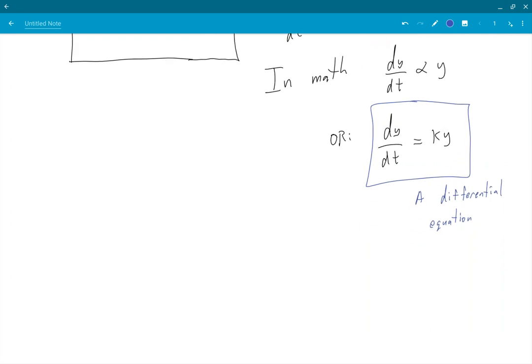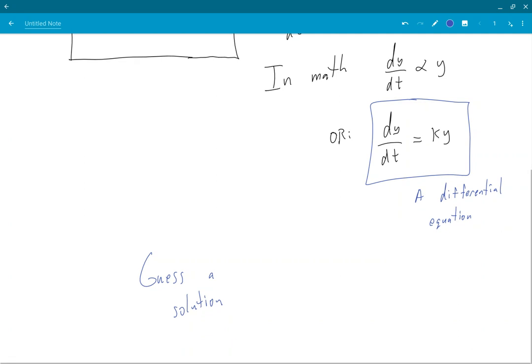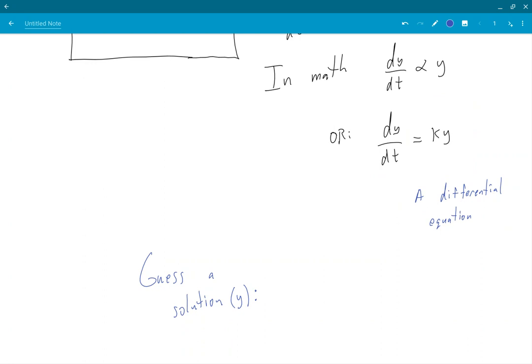Let's guess a solution. We're looking for a y. The solution is the function y. We're given some information about the derivative of y, and we would like to find y itself. So what are we told here in this blue rectangle? We are told that the derivative of y is just y itself times some constant.